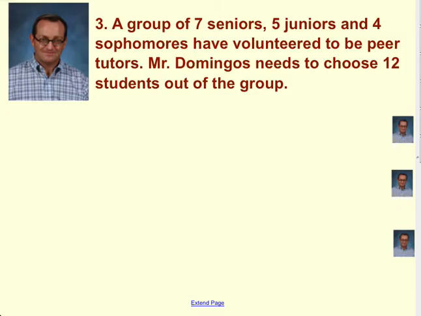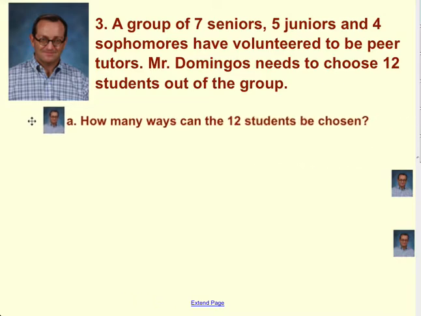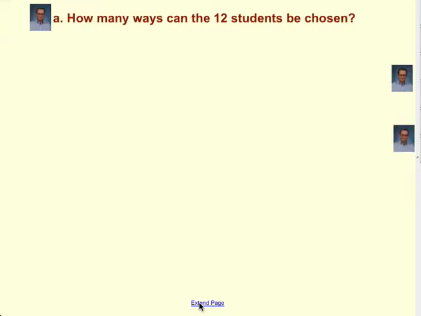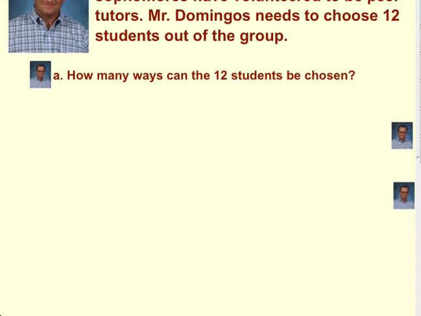Okay, let's take a look at number 3. A group of 7 seniors, 5 juniors, and 4 sophomores have volunteered to be peer tutors. Mr. Domingos needs to choose 12 students out of that group. So the first question is, in how many ways can 12 students be chosen? Here the order doesn't matter. We're just talking about the number of students that we are choosing.